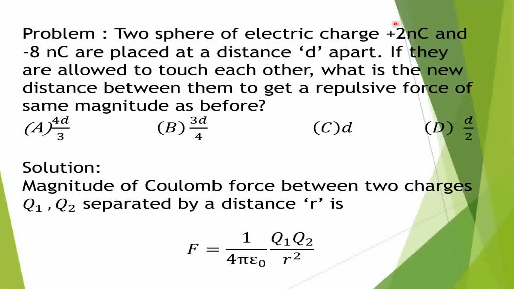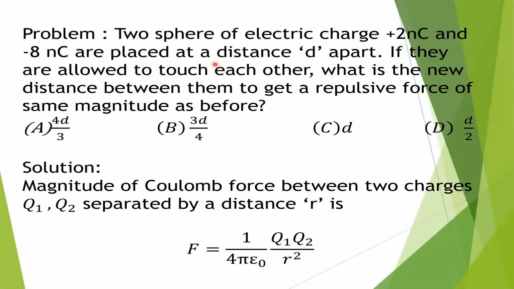Now let's look at the first part, where we have two spheres of different charges touching each other. One sphere has minus 8 nanocoulomb, the other one has plus 2 nanocoulomb. So if they touch each other, the total charge will be plus 2 nanocoulomb and minus 8 nanocoulomb, it will be minus 6 nanocoulomb. Now this minus 6 nanocoulomb charge will be distributed equally on those two spheres. So this is the answer to the first part of this problem.